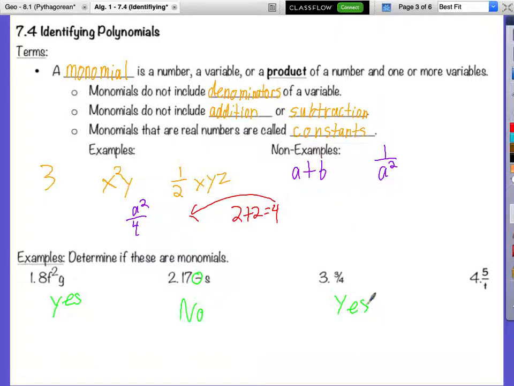Which brings us to 4. No. Why not? Variable denominator. Because t's in the denominator. It makes it not okay. Not a monomial. Very good, very good, very good. We're cooking.